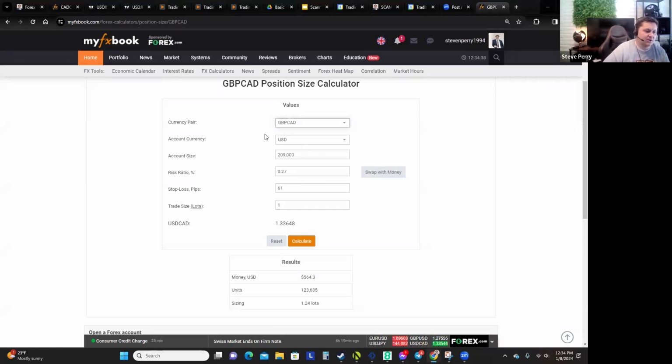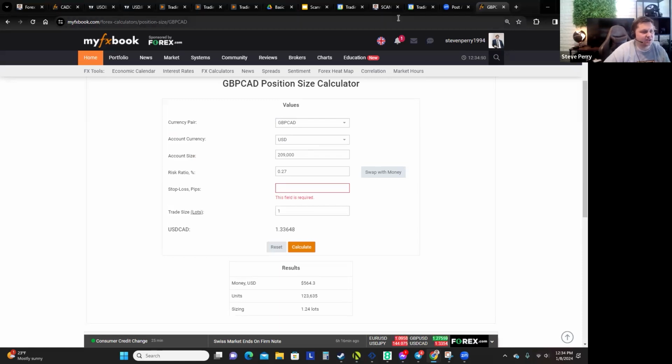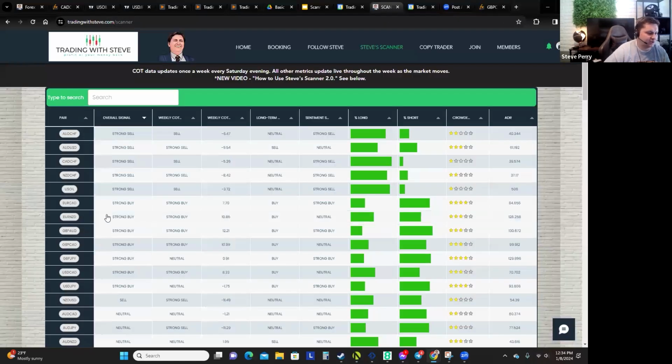This stays the same. Account currency, account size stays the same. Risk ratio stays the same. Stop loss will change though. What's the stop loss for the pound CAD? Well, I use an average daily range, right? So what's the average daily range for the pound CAD? Well, it's about 100 pips. It's 99.9. So we'll just say it's 100 pips.